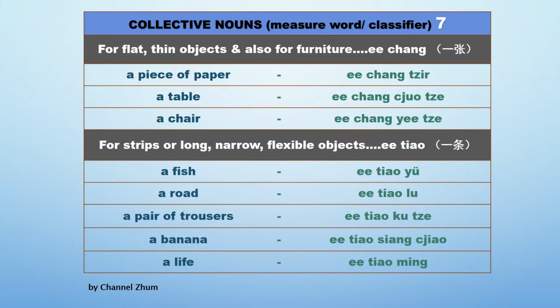For flat, thin objects, and also for furniture, 一张. A piece of paper, 一张纸. A table, 一张桌子. A chair, 一张椅子. For strips or long, narrow, flexible objects, 一条. A fish, 一条鱼. A road, 一条路. A pair of trousers, 一条裤子. A banana, 一条香蕉. A life, 一条命.